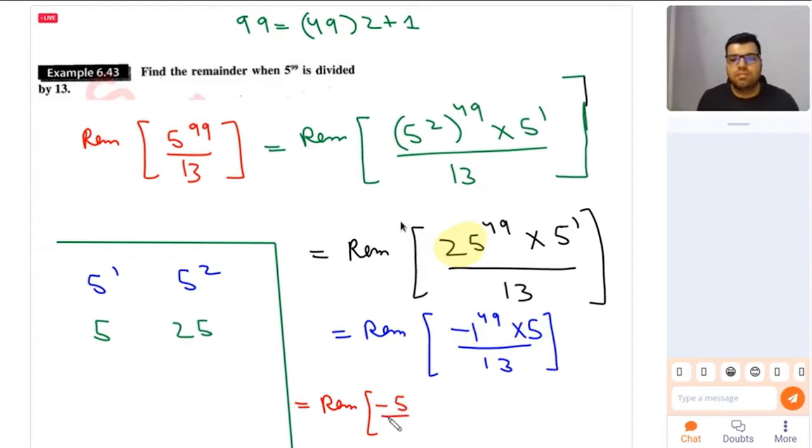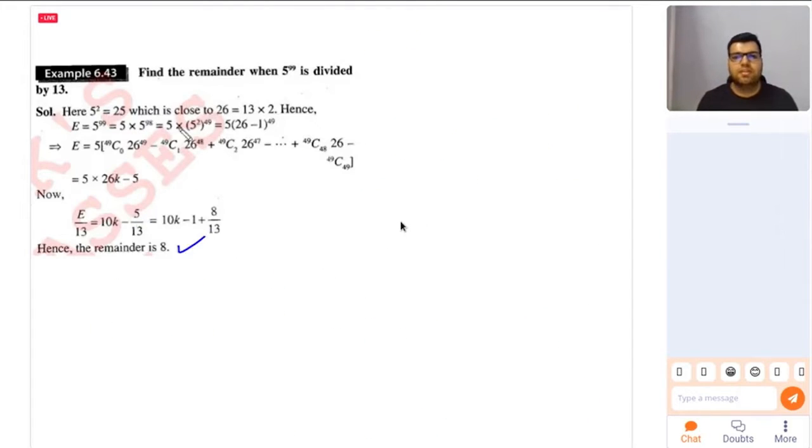So remainder of minus 5 with 13. So we can say remainder is minus 5. Next step, since we know that remainder with 13 is between 0 and 13, we will be adding 13 to this. So 13 minus 5 will give us the answer, which is equal to 8. So answer is 8. Simple procedure. Many questions were discussed like this yesterday, in part 1. Very simple. Let's proceed.